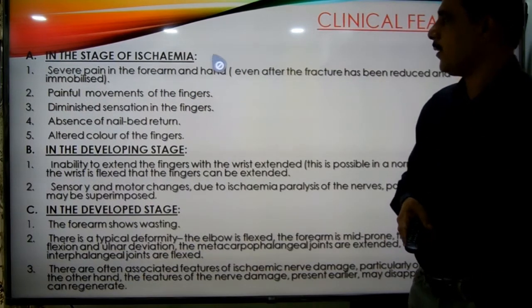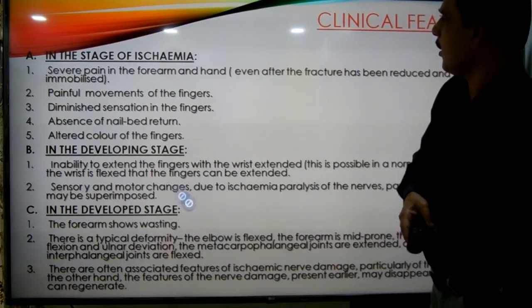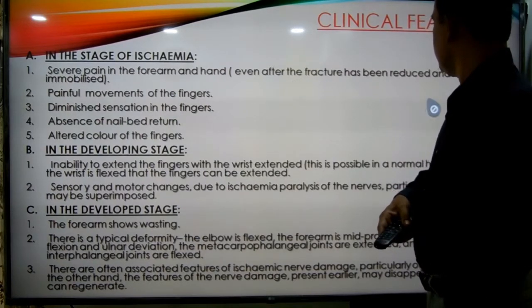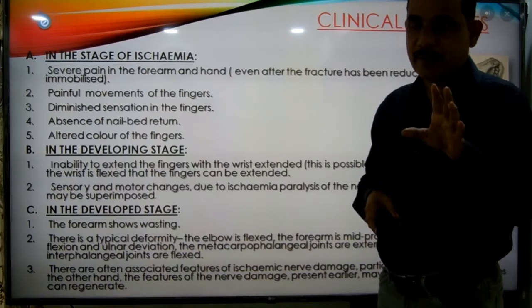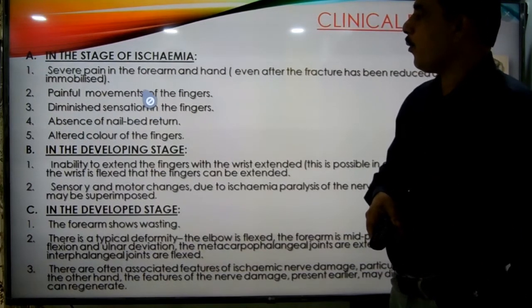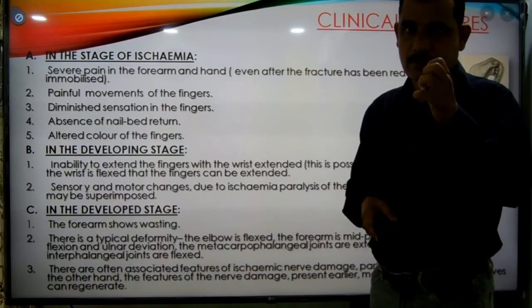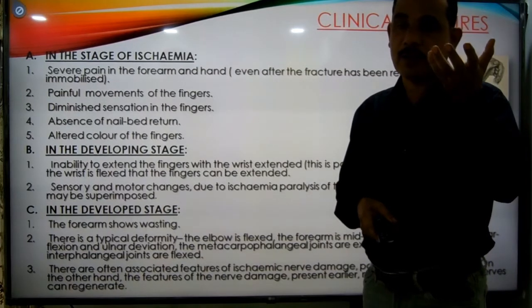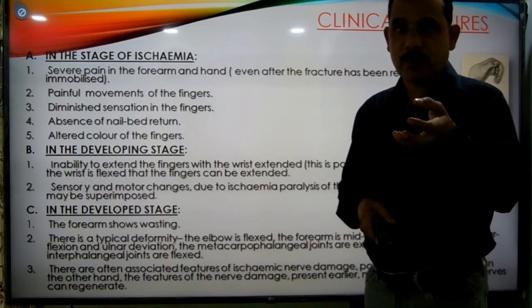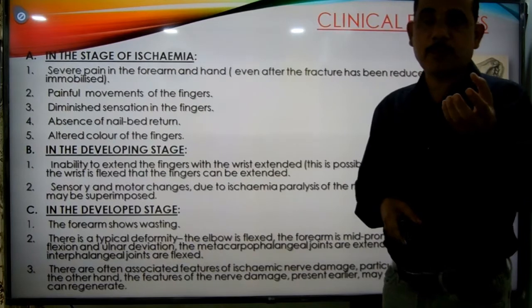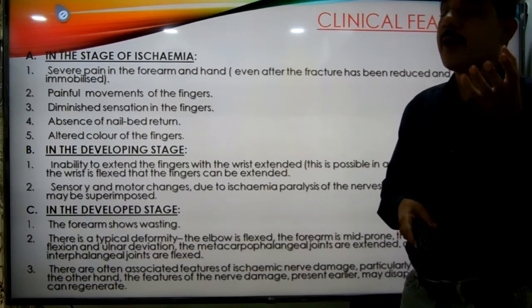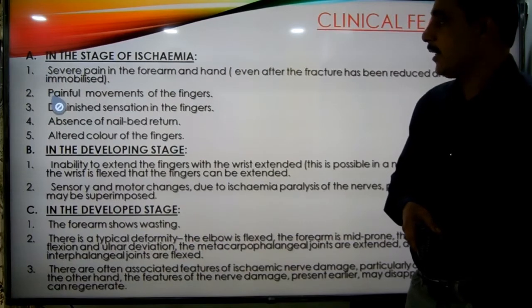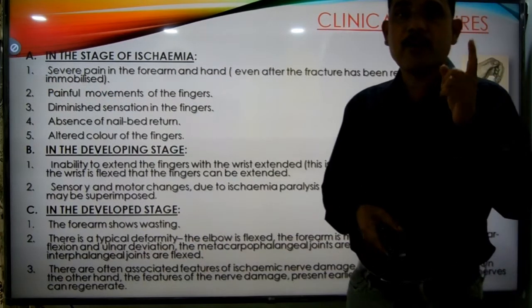These are severe pain in the forearm and the hand, even after the fracture has been reduced and immobilized. If pain persists, then painful movements of the fingers. As we advise in case of Volkmann's fracture, even in supracondylar fracture of the humerus, you have to advise the patient to do exercises of the fingers. When the patient does this, there are painful movements of the fingers, and diminished sensation in the fingers.